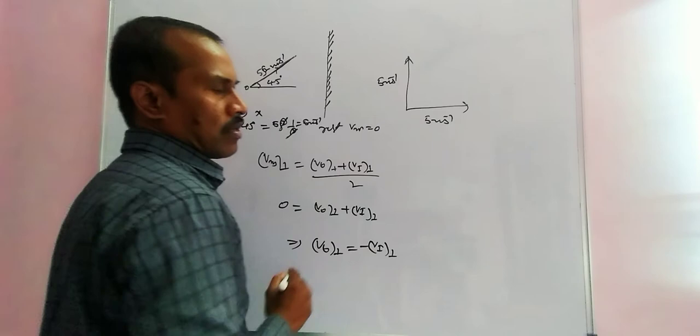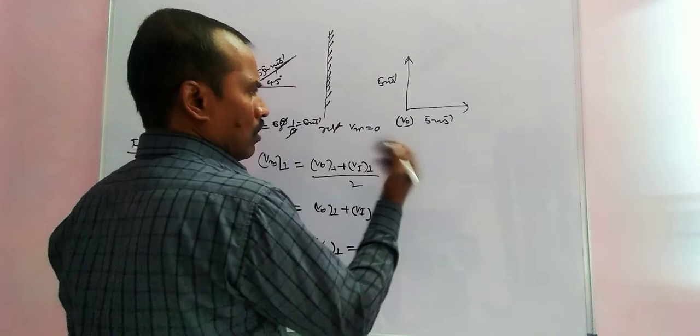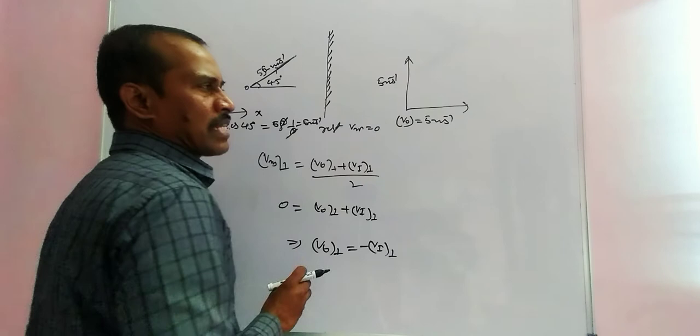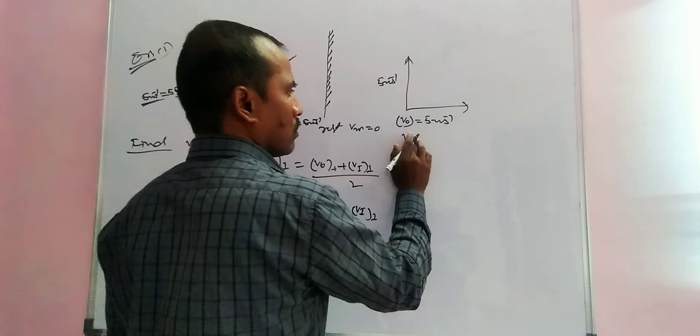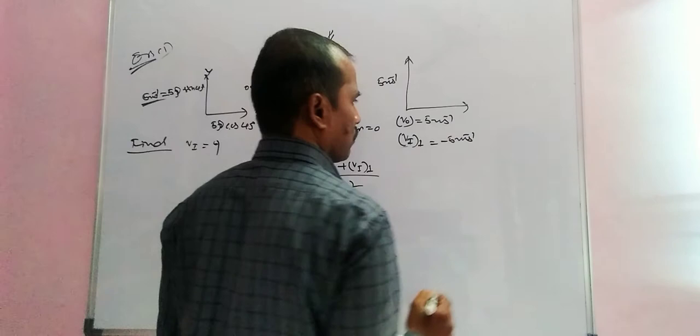The velocity of the image is equal to minus the velocity of the object, so the velocity of the image is minus 5 meter per second.